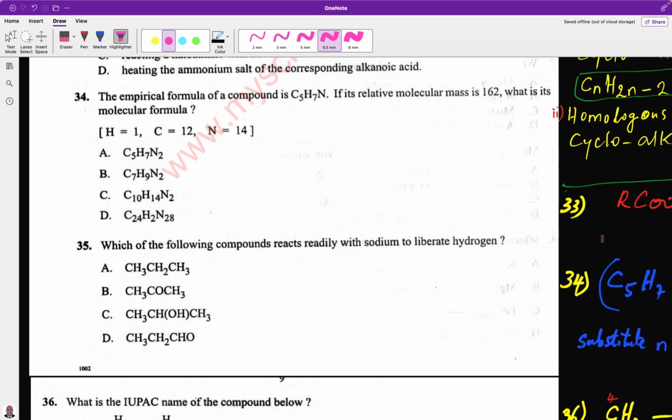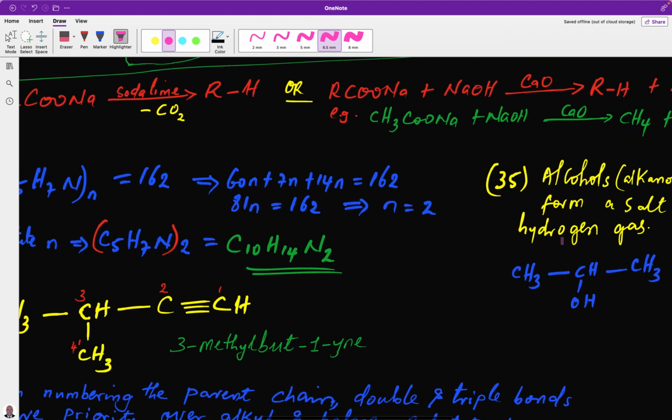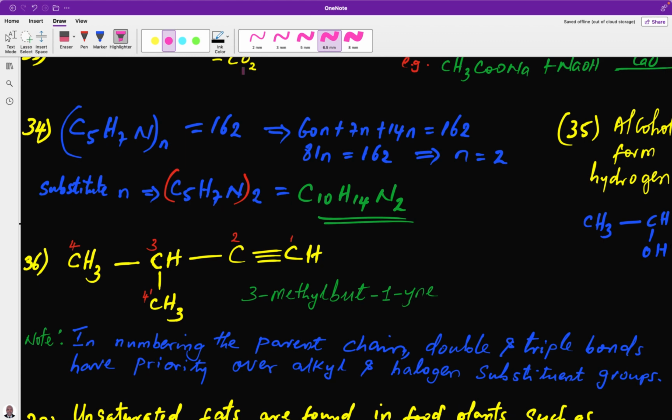Only the empirical formula and the molecular mass have been given. We are now told to find its molecular formula. What can we do to get the molecular formula of this compound? We have been given the molecular mass. Let me show you precisely the method. Now we have (C5H7N)n equals 162.